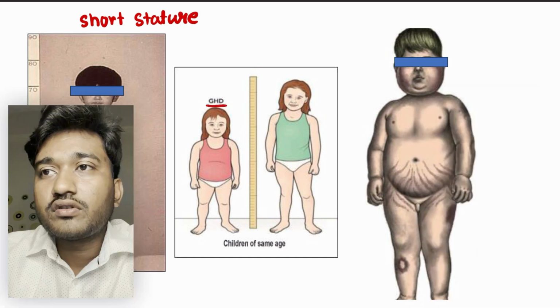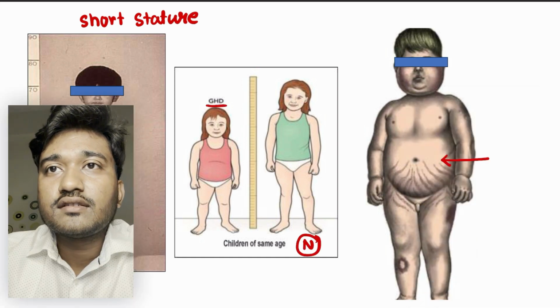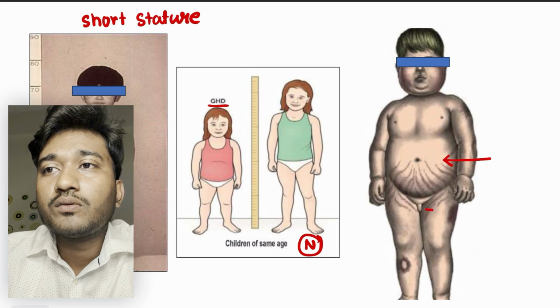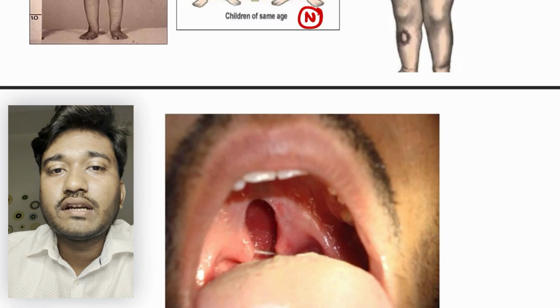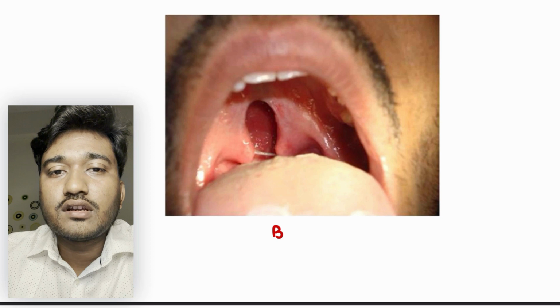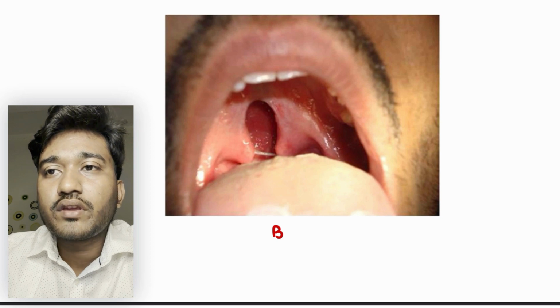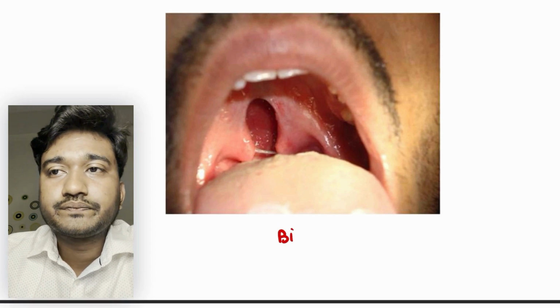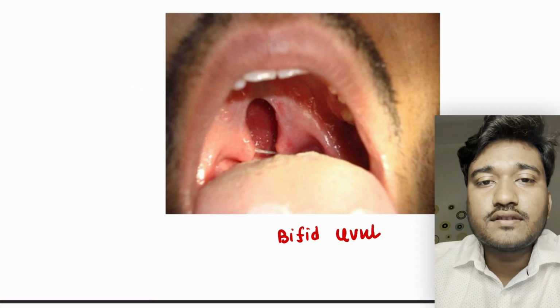So in congenital hypopituitarism, you can see there is short stature with micropenis and central obesity of the child. All these things, and this is bifid uvula, a midline craniofacial abnormality which is seen in congenital hypopituitarism. Bifid uvula. This is micropenis.